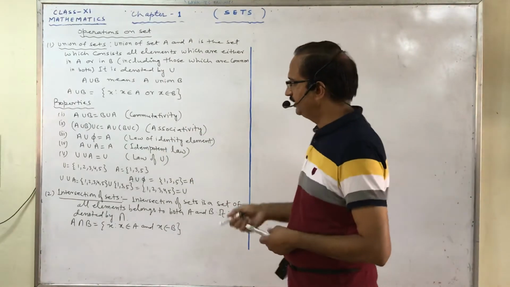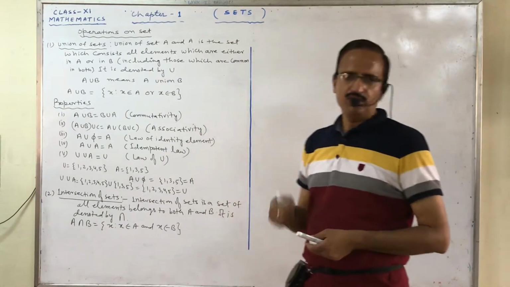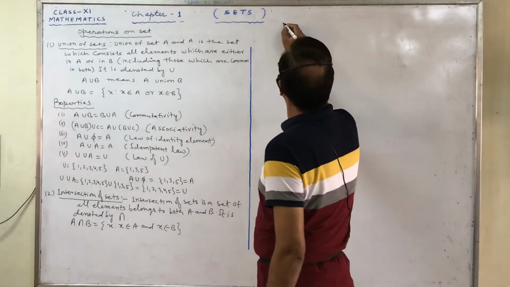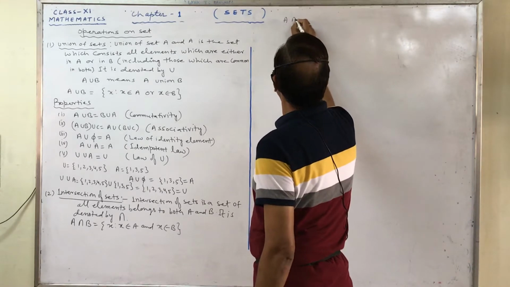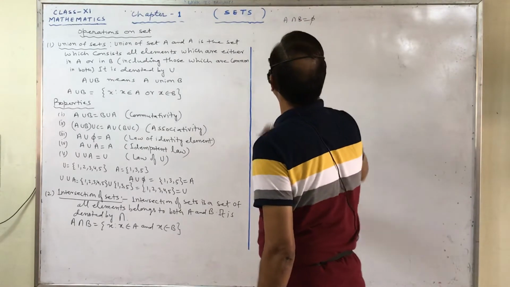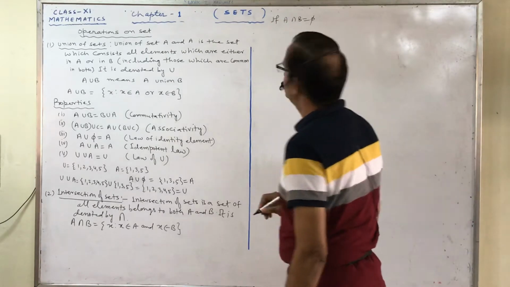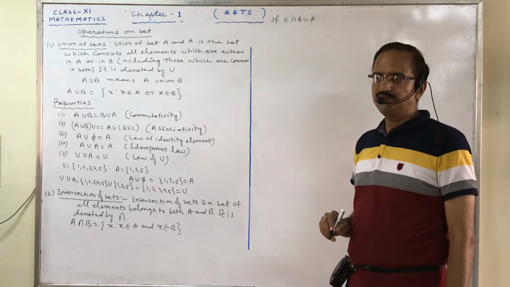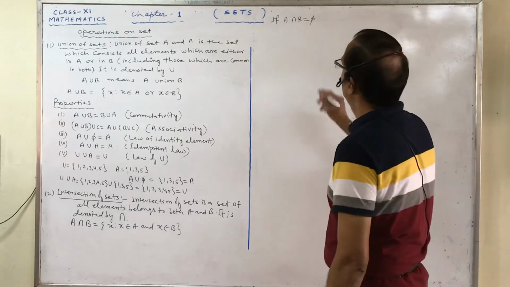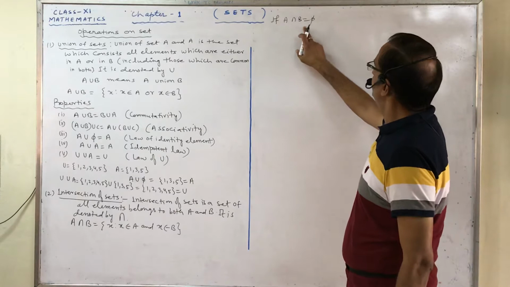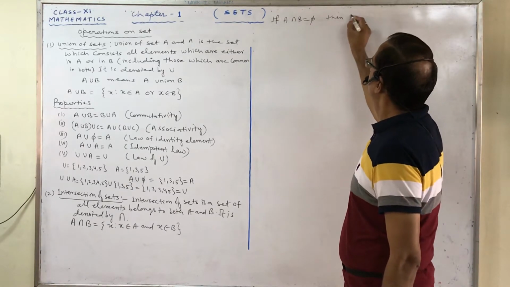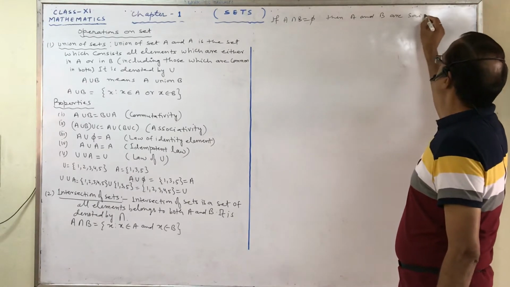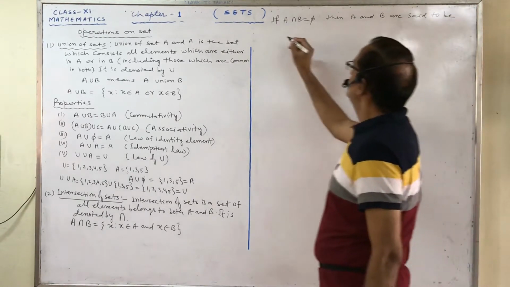In union of sets, the element belongs either to A or B. If two sets are such that A intersection B is phi, then what happens? These types of sets are called disjoint sets, meaning there is no connection between A and B. So we can say if A intersection B is phi, then A and B are said to be disjoint sets.